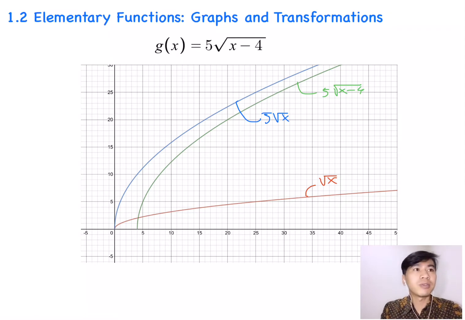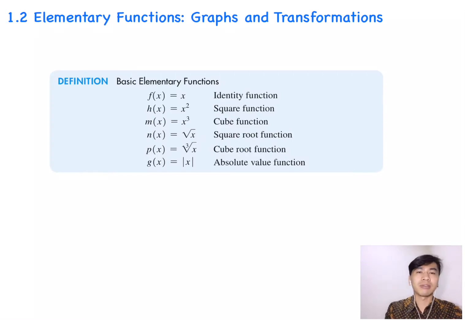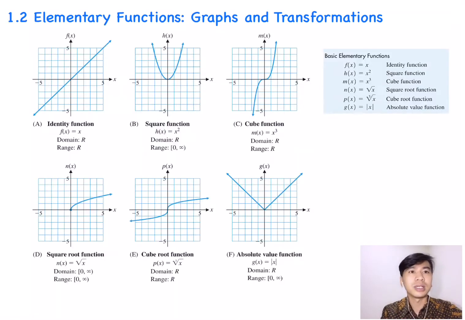Okay, let's move to the basic elementary functions. There are 6 basic elementary functions that we are going to learn. The first one is f of x equals x. The second is x squared. The third is x cubed. The fourth is square root of x. The fifth is cube root of x, and the sixth, the last one, is the absolute value function. We are interested in the graphs. What do they look like? Let's move to the next one.